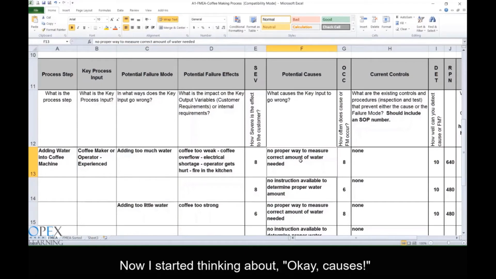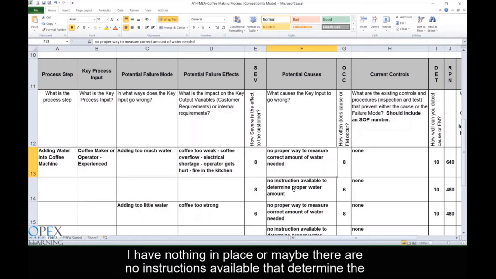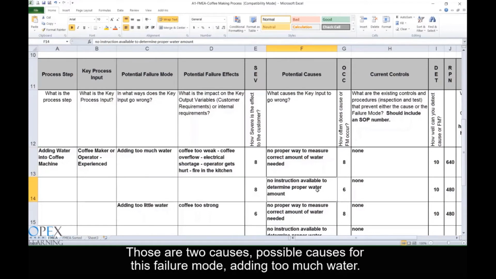Now I started thinking about, okay, causes. Now why would an operator add too much water? So maybe there's no proper way to measure the correct amount of water. I have nothing in place, maybe. Or maybe there are no instructions available that determine the proper amount. Okay, those are 2 possible causes for this failure mode, adding too much water.